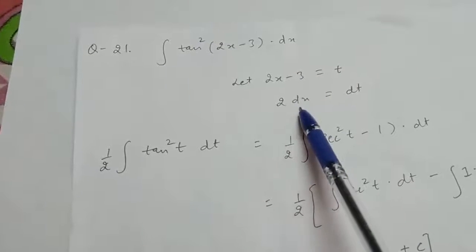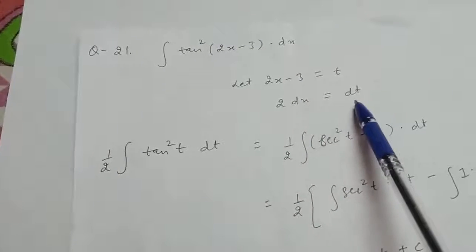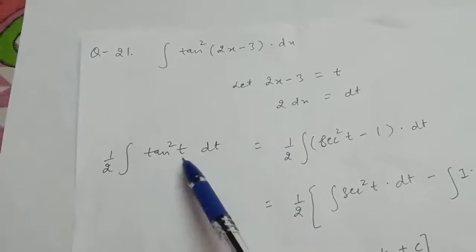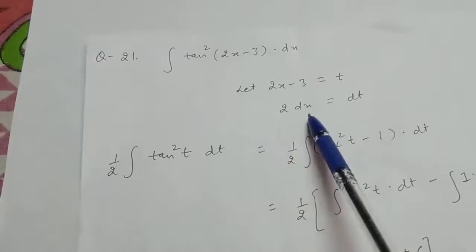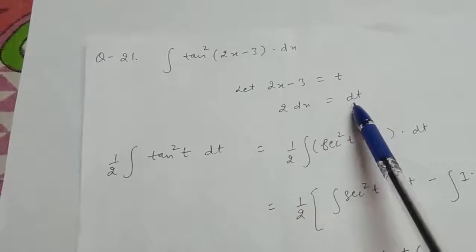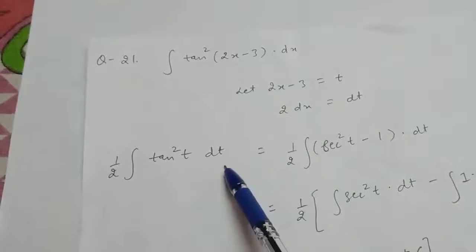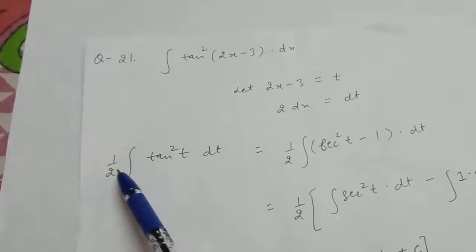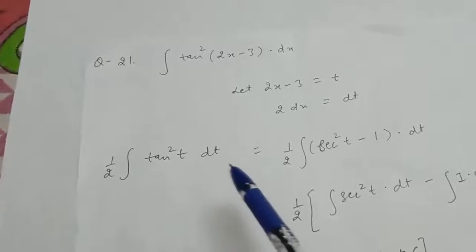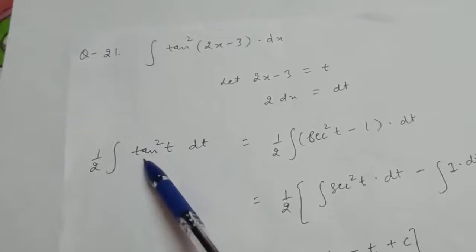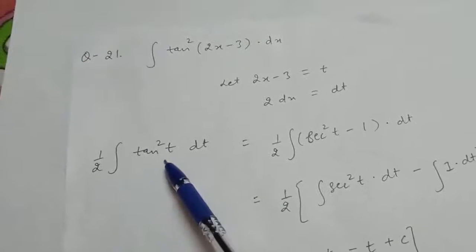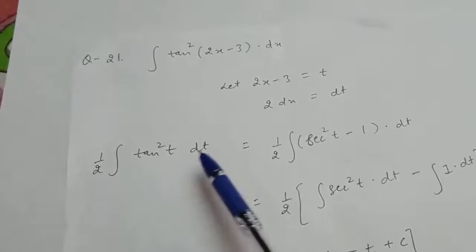So you will get 2 dx equal to dt. Now the integral becomes tan square t, and also dx is equal to dt upon 2. So dt, and 1 by 2 taken outside the integral. Now because we don't know the integral of tan square t, therefore we will apply the trigonometric identity.